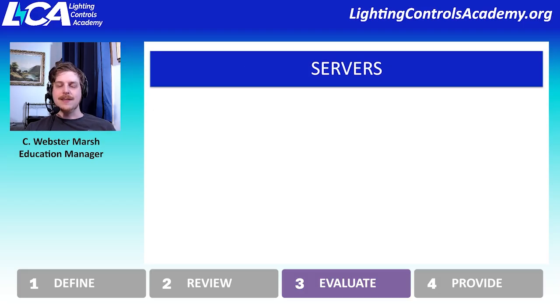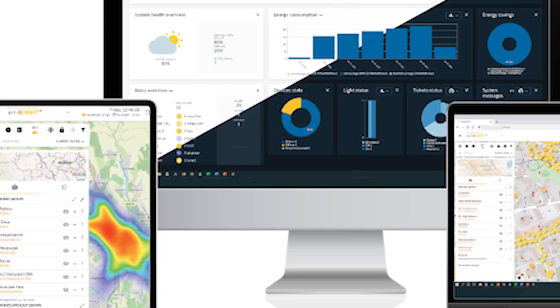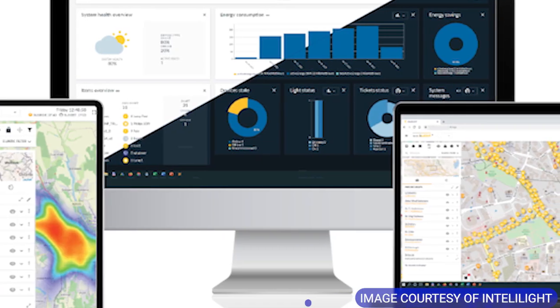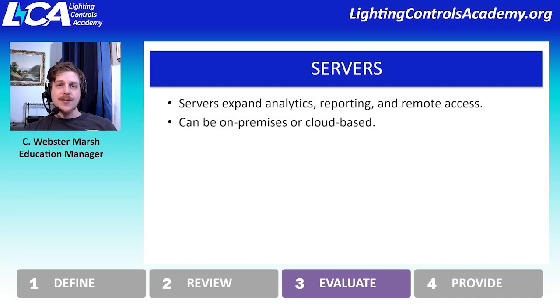Servers are the next thing that are worth considering for a wireless system because they expand the capabilities of the system. So they might add the ability to do analytics, do some data reporting, maybe even give you access to the project from further away or via the internet. They can be on premises, although oftentimes nowadays we're seeing more and more that cloud-based servers are being utilized for network lighting controls, and especially when we're dealing with wireless. So oftentimes we'll see a recommendation to connect the lighting control system to the internet.